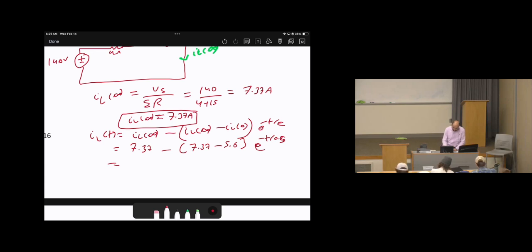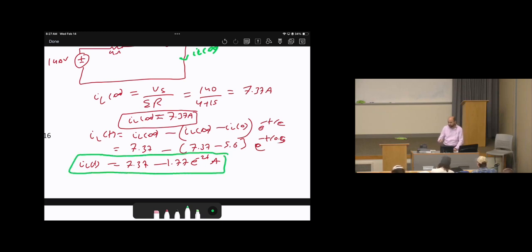Then we can simplify it more. It will be 7.37 minus 1.77 e power negative 2t amperes. This is IL of t. So this is the next 5 points. Then there is still another 5 points, which is to calculate the voltage.